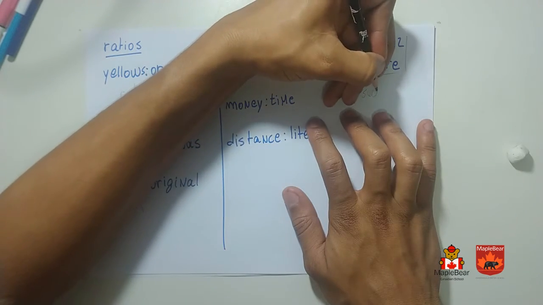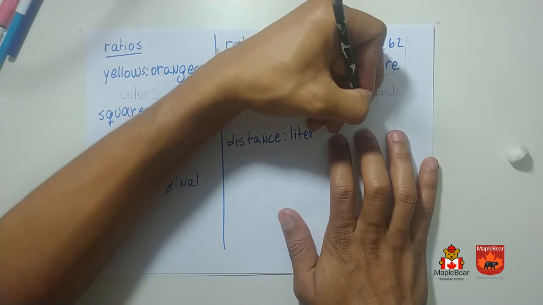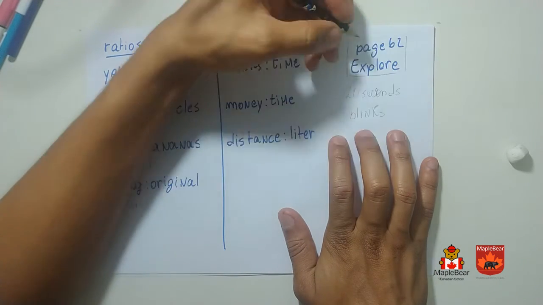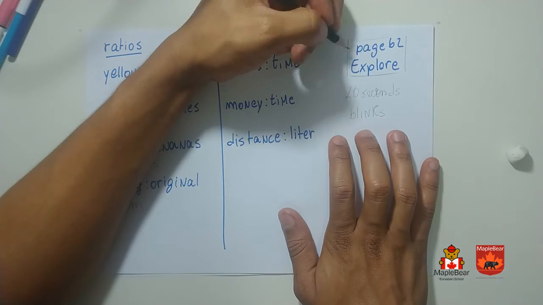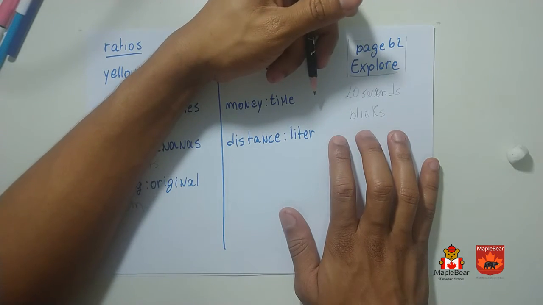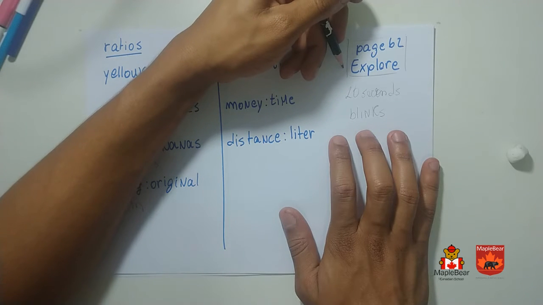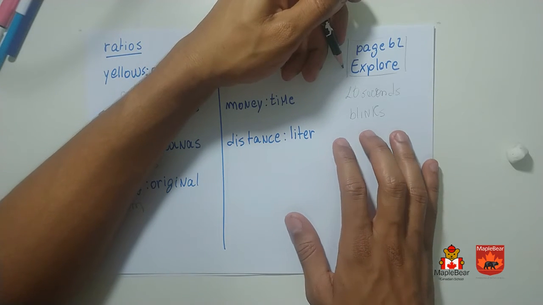So 20 seconds. How many blinks? And you guys are gonna write all this data in your notebook, okay? So when I say stop, you guys stop the activity till you do this explore really fast till you guys realize what you're gonna use here, okay? So stop.